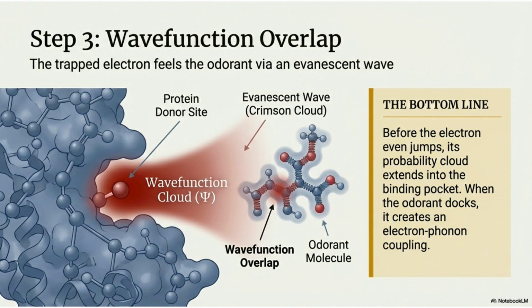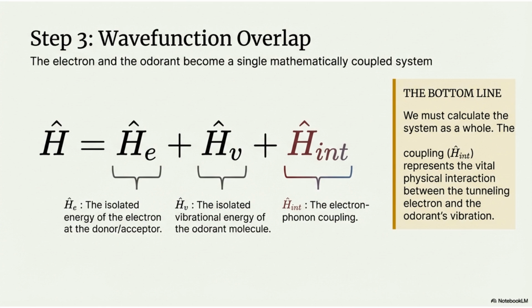Step 3 is wave function overlap. The trapped electron feels the odorant via an evanescent wave. Before the electron even jumps, its probability cloud extends into the binding pocket. When the odorant docks, it creates an electron-phonon coupling. The electron and the odorant become a single mathematically coupled system. We must calculate the system as a whole.